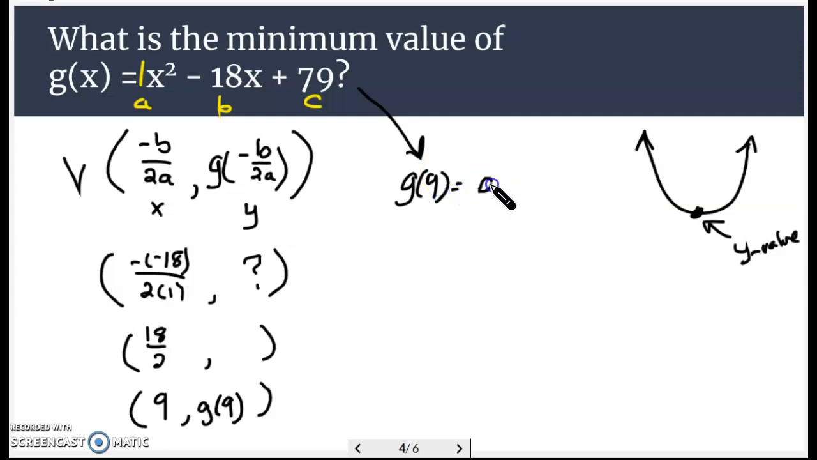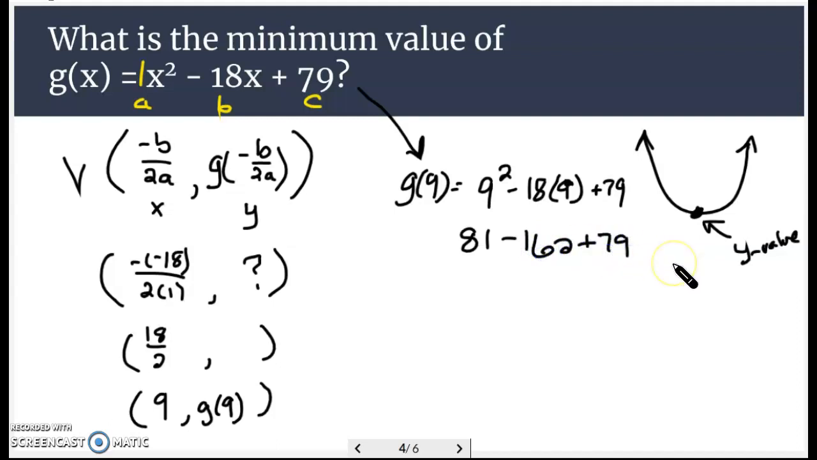Into the function, that'd be 9 squared minus 18 times 9 plus 79. Alright, and 9 squared is 81, whereas 18 times 9 is 162, so we're going to have 81 minus 162 plus 79. 81 minus 162 plus 79, calculator says negative 2.